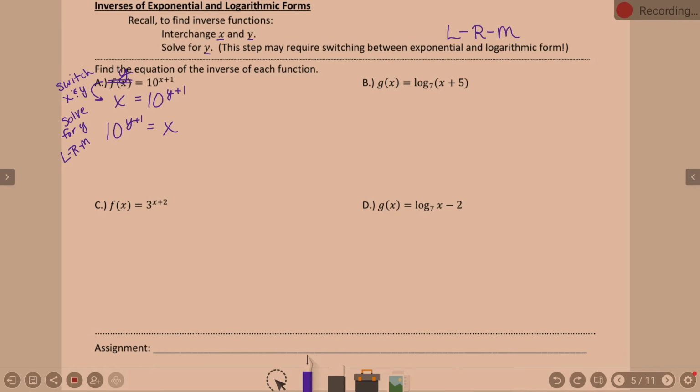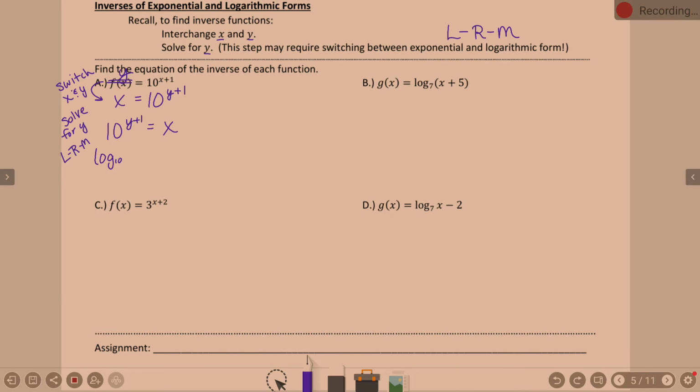If I think left, right, middle, my base of 10 is my left. It's now going to be the base of my log. So this is going to be log base 10. And then my right and middle are going to flip-flop, right? So if we think of this, 10 being the left, y plus 1 is the middle, x is the right.